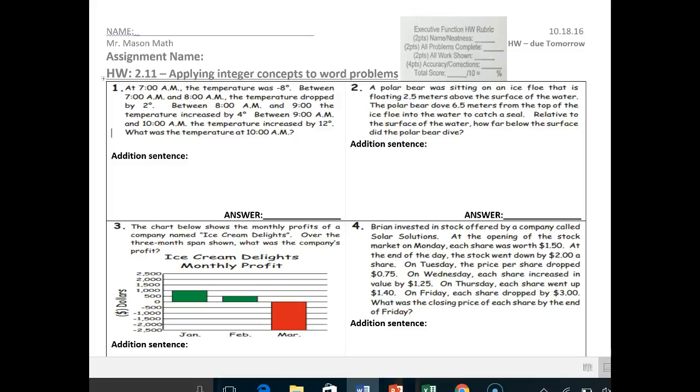Number one, at 7 a.m., the temperature was negative 8 degrees. Between 7 a.m. and 8 a.m., the temperature dropped by 2 degrees. So we start out at negative 8, we dropped by 2 degrees, right? Dropping 2 degrees would be negative. Between 8 a.m. and 9 a.m., the temperature increased by 4 degrees, so plus 4. And between 9 a.m. and 10 a.m., the temperature increased by 12 degrees, so plus 12. What is the temperature at 10 a.m.?